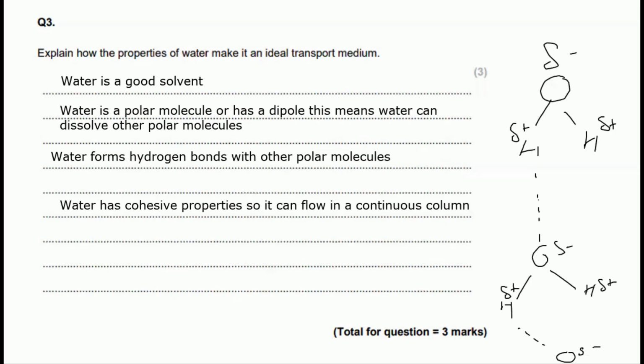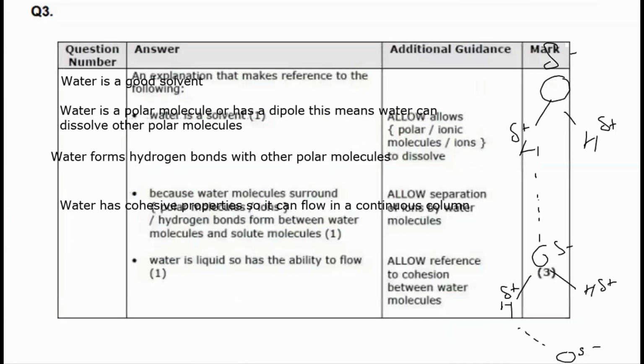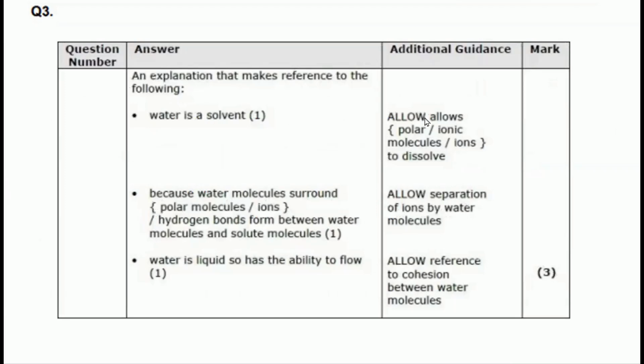Let's check out the mark scheme. So water's a solvent, great. Can dissolve other polar molecules. Yeah, we said that. Water molecules surround or hydrogen bond with other molecules. We said that as well. Okay, they can hydrogen bond to ions, so things like sodium chloride salts, but they can also hydrogen bond to other polar molecules like glucose and amino acids. Water is a liquid. Oh, you get a mark for that. So it has the ability to flow. And it says any reference to cohesion between the water molecules, which is that ability for them to stick together as they're pulled along. And of course, that's how water moves up the xylem in transpiration.